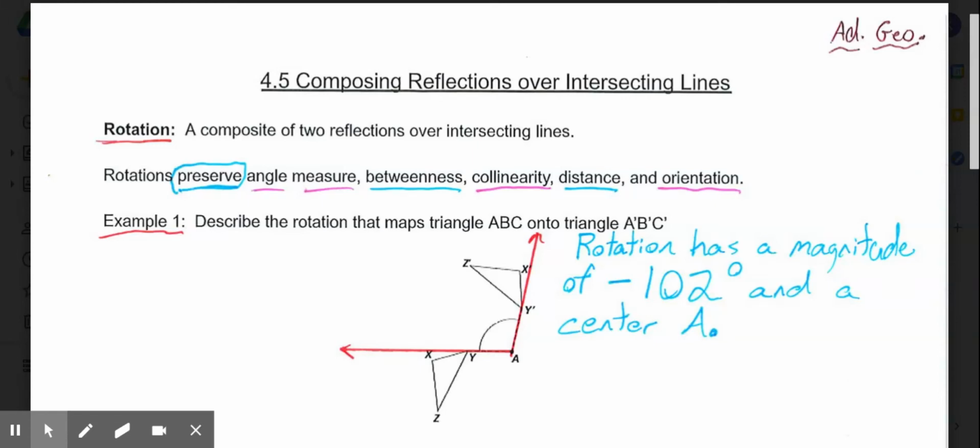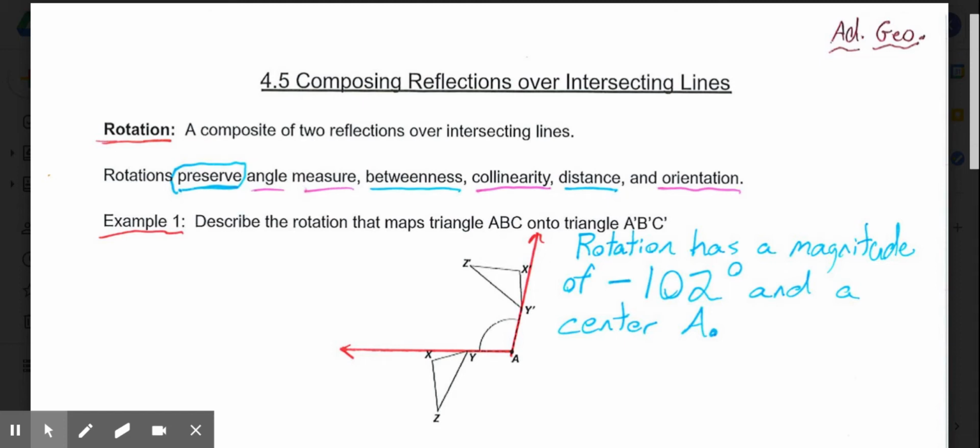Welcome to lesson 4.5, Composing Reflections over Intersecting Lines. Now, in our last lesson, we learned that a composite is basically resulting from a series or multiple reflections. So in this case, composing reflections over intersecting lines. Last one was dealing with parallel lines. So now we're looking at doing a series of reflections over lines that intersect.